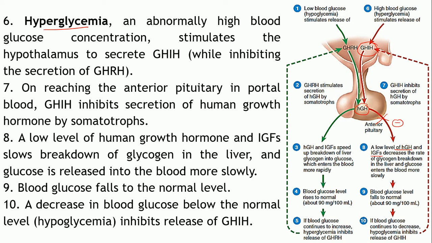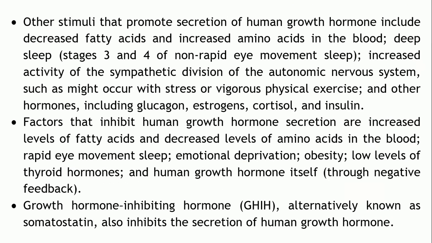So, decreased IGF level will slow down the breakdown of glycogen in the liver. So, what will happen to your blood glucose level? As a result of this, blood glucose level will fall back to normal. It was high, right? So, it will come back to normal. When this process continues, what will happen? The levels of glucose may go below normal, right? Hypoglycemia will be produced. This in turn will inhibit the release of growth hormone inhibiting hormone. As a result of this, all the processes will be inhibited. So, this is how the growth hormone release can be controlled.